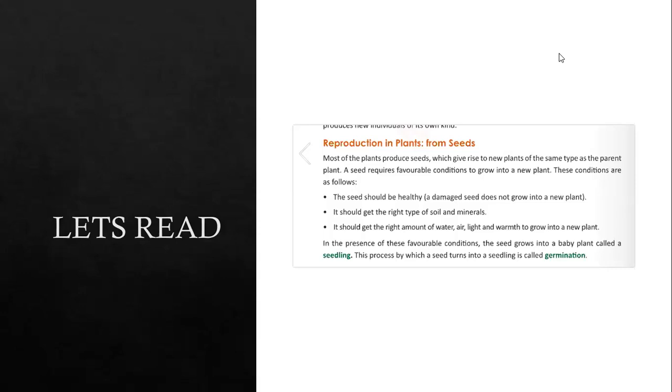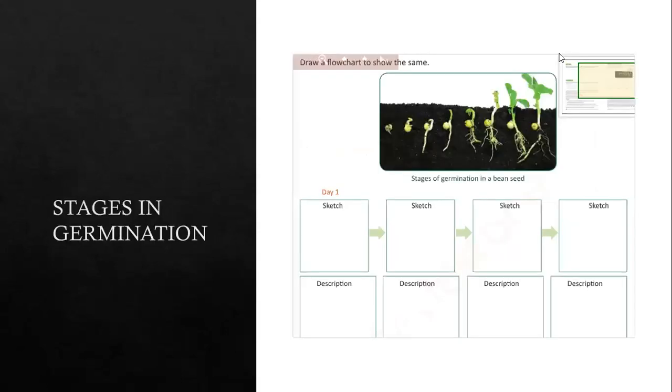This process by which a seed turns into a seedling is called germination. Seedling means we have seen the first one, the radical which is coming. Yes, we are saying it as sprouting. So that one you will call it as seedling also. Now, draw a flow chart to show the same.